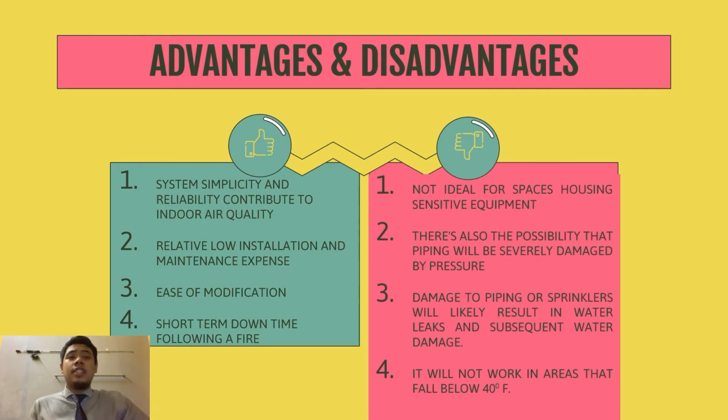Wet pipe sprinkler systems also have disadvantages. The disadvantage of the wet pipe fire sprinkler system is that wet pipe systems are not suited for sub-freezing environments. They are not ideal for spaces housing sensitive equipment. There is also the possibility that piping will be severely damaged by pressure and leak as a result.